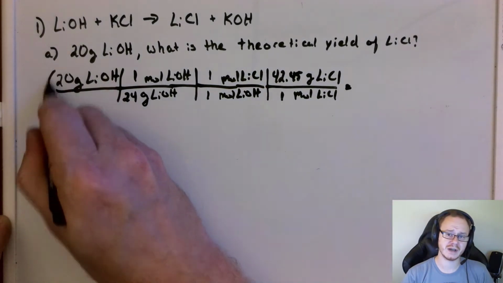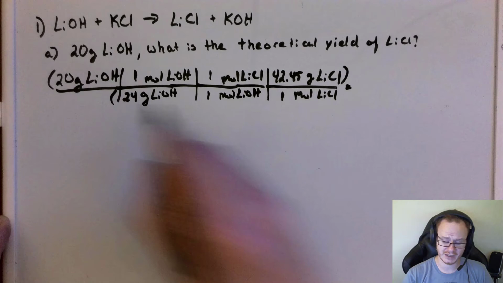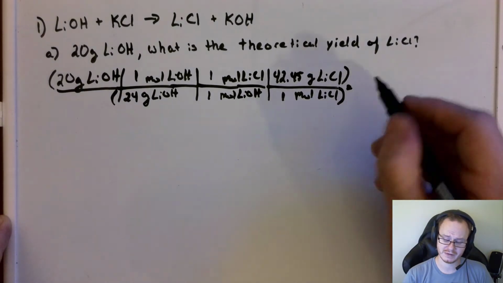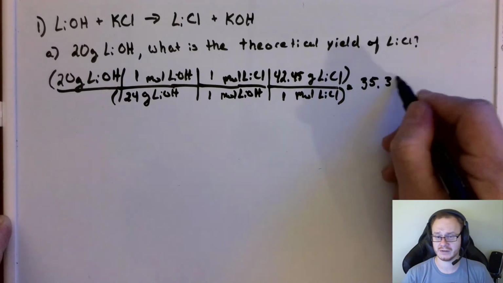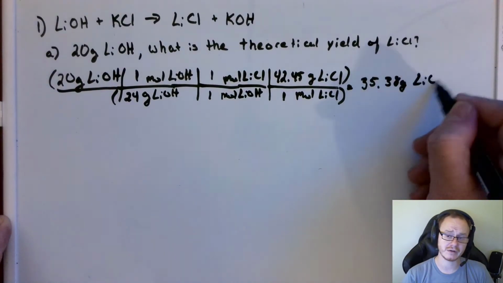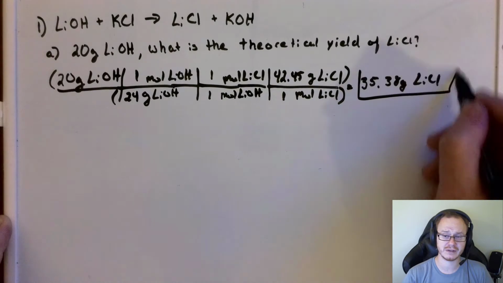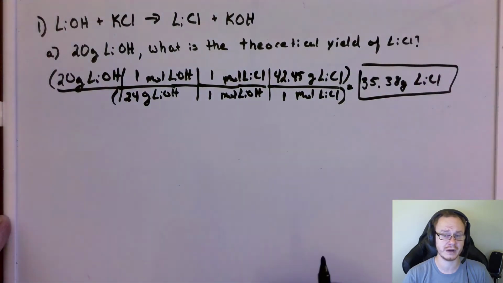Once I have my problem set up, remember it's always product of the top divided by product of the bottom. And the final amount is 35.38 grams of lithium chloride. This is the theoretical yield, what I should get of lithium chloride, assuming everything went well and was perfect.